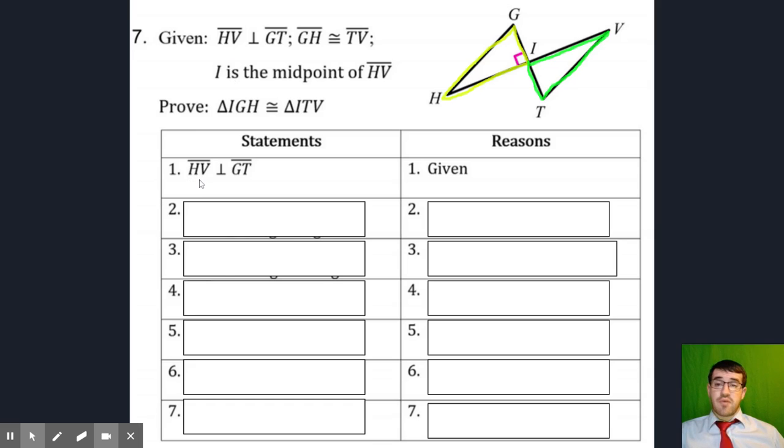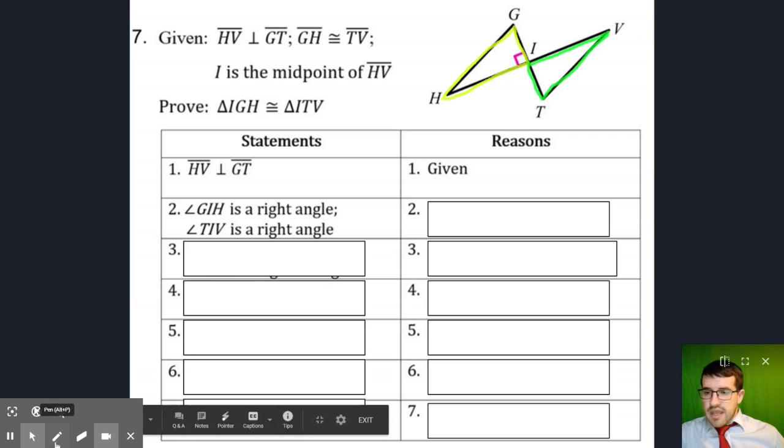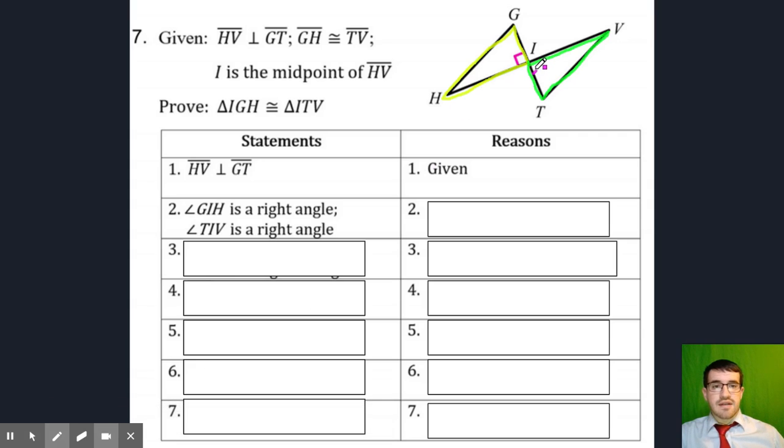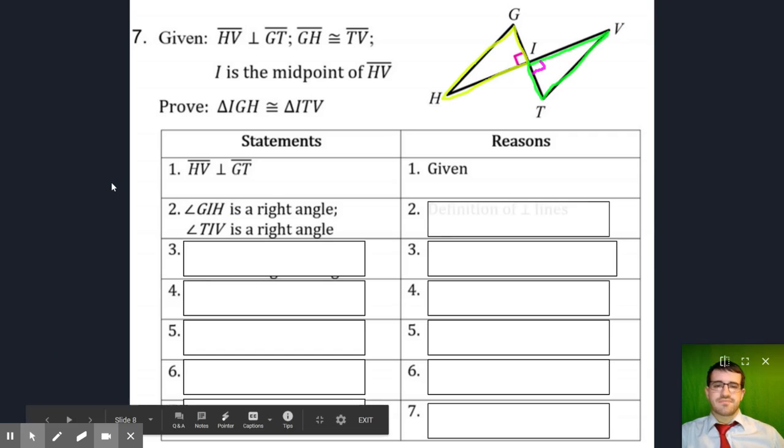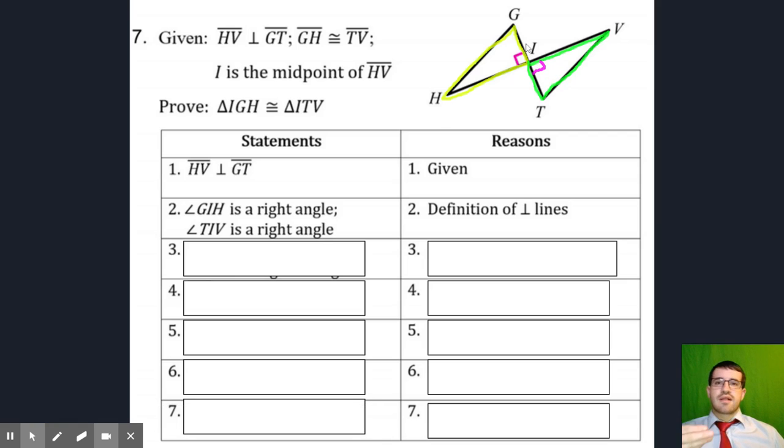We're going to go with segment HV perpendicular to segment GT, and that reason is given. We then know that GIH is a right angle and TIV is a right angle. I'm going to draw a right angle in there as best as I can. Look at that. I should have been an artist. And that's by the definition of perpendicular lines. We went over it in class that whenever you have a single right angle, then all the angles in that quadrant are right angles as well.